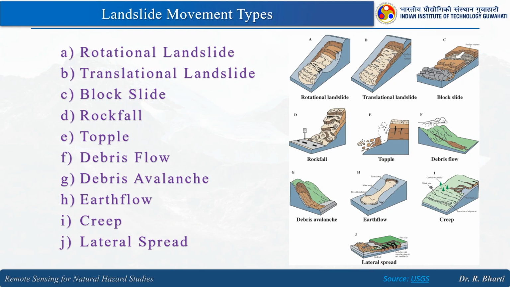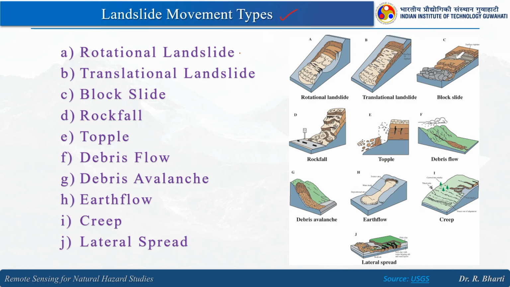So, we were discussing the landslide. This is part 2. We have discussed the different parameters, and we also discussed how we can classify the landslide based on the velocity and the mass movement. Now we will continue this discussion and see what the different types of movement are.